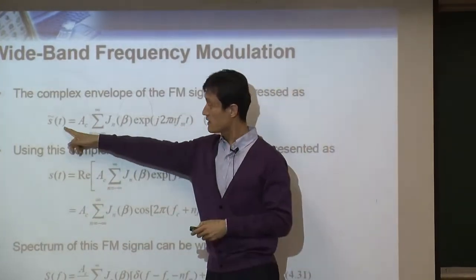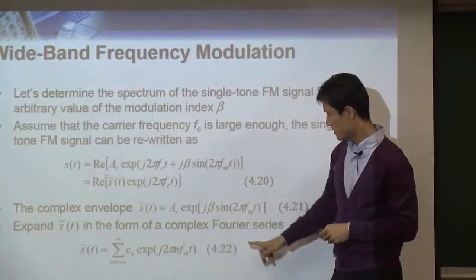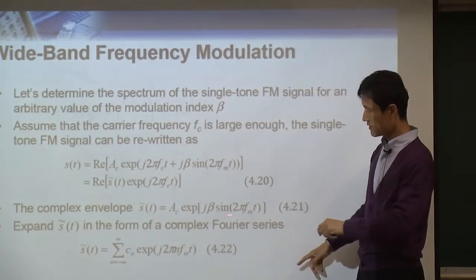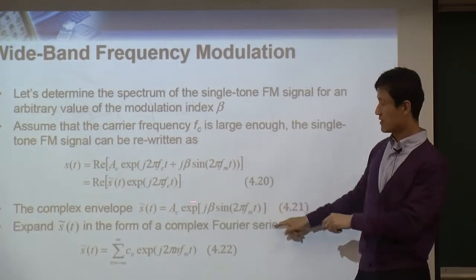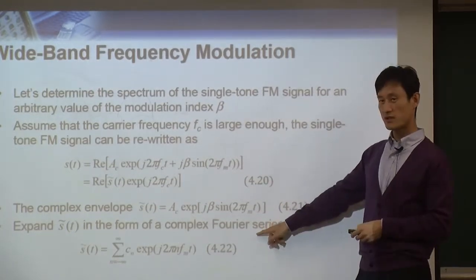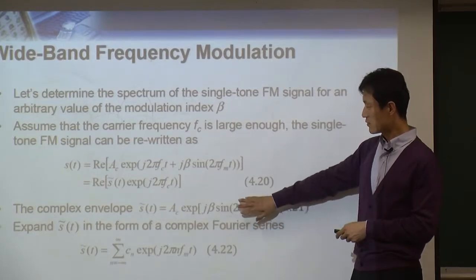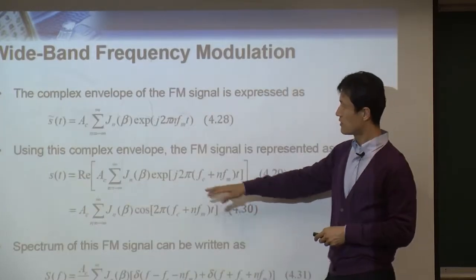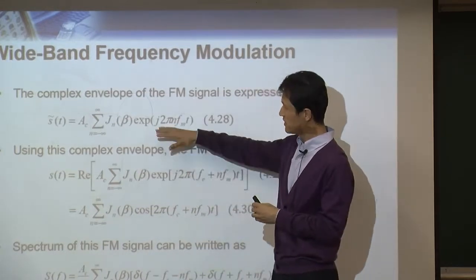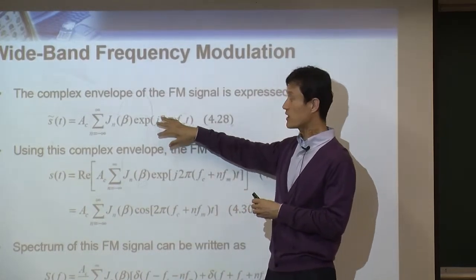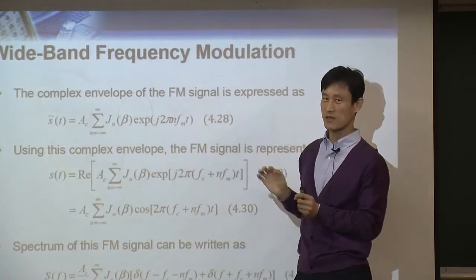The previous s hat t was this one, right? This is our previous s hat t. We want to see what this looks like. But using this Fourier series technique, we just change this into this. Basically the same thing, right? But once you change it this way, now we can see it. Now we know what this looks like.